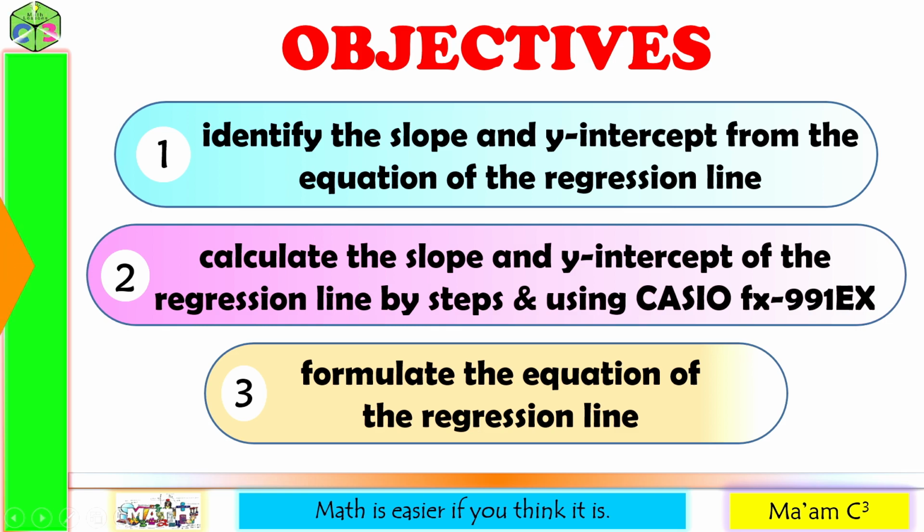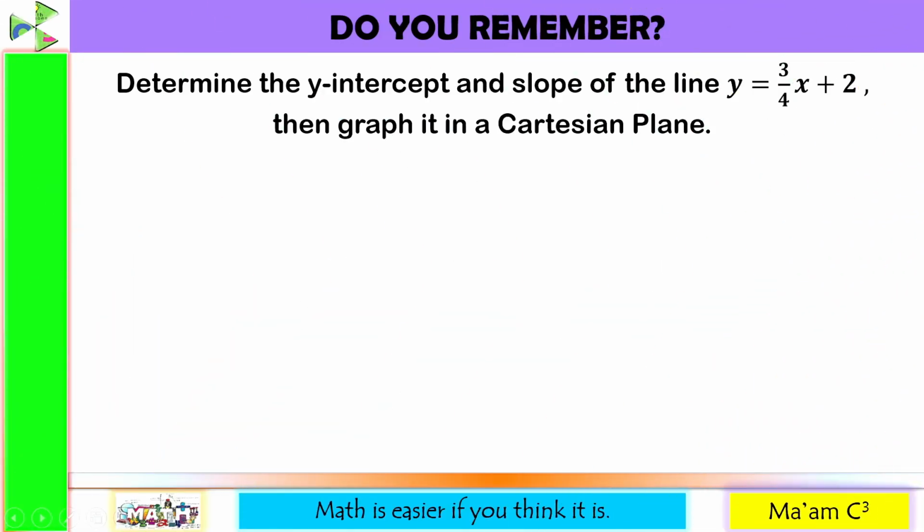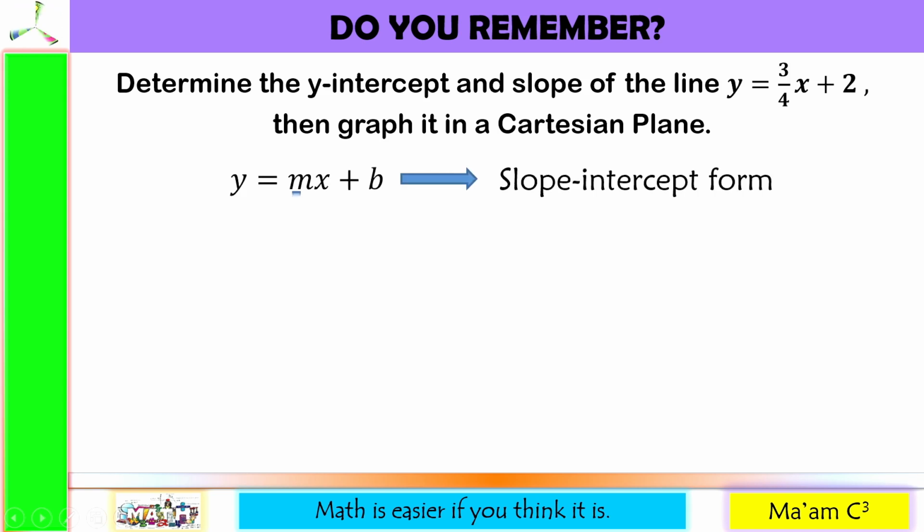Let's have a quick activity. Do you remember? Determine the y-intercept and slope of the line y is equal to 3/4 of x plus 2, then graph it in a Cartesian plane. Do you remember this formula? This is the slope-intercept form. M here is the slope and B is the y-intercept.